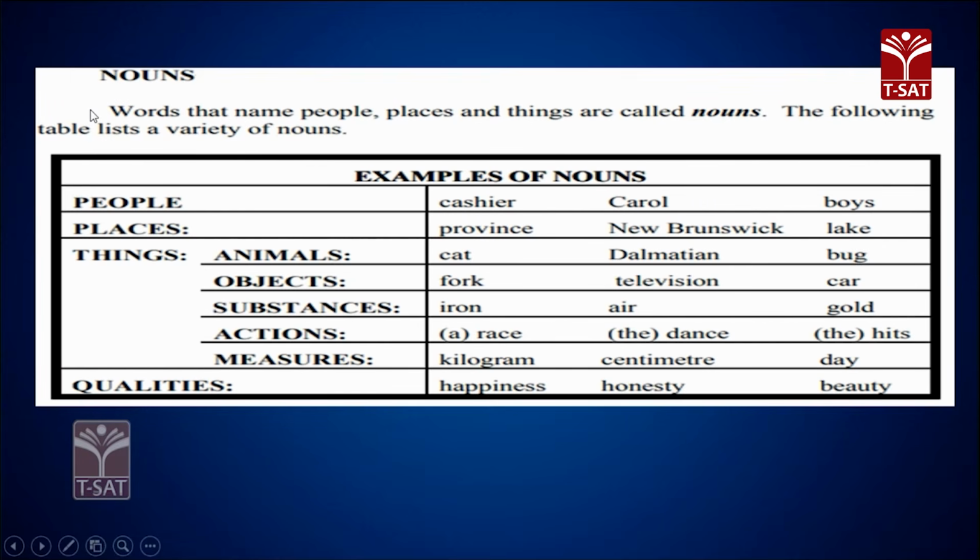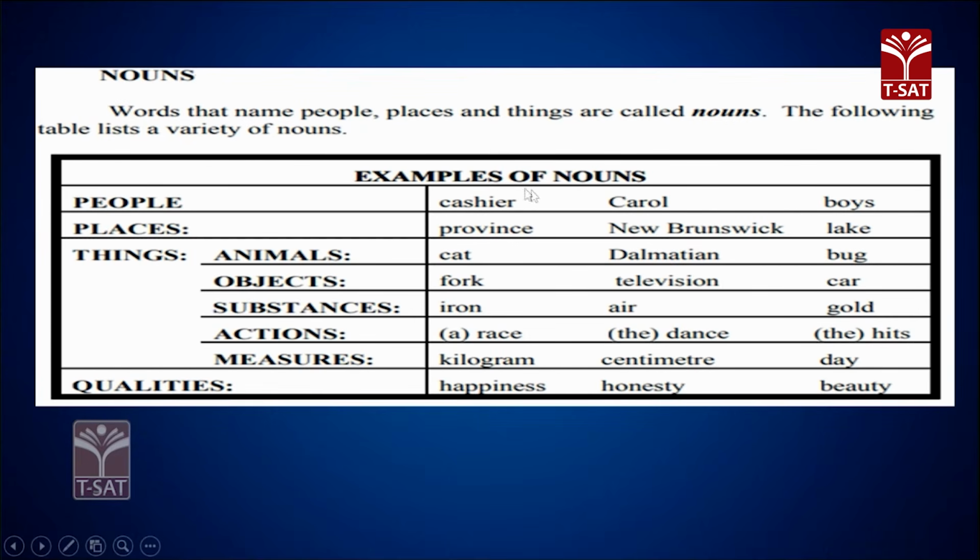Now we can see, as we have discussed, words that name people, places, and things are called nouns. The following table lists a variety of nouns. As I told you, things will include several categories, like animals, objects, substances, actions, and measures, and qualities also. Now you see, I have given you 3 examples for each category. There are a humpty number of examples, and it is not possible for us to give all the examples in this brief session. So I gave you some of the instances by which you can follow them.